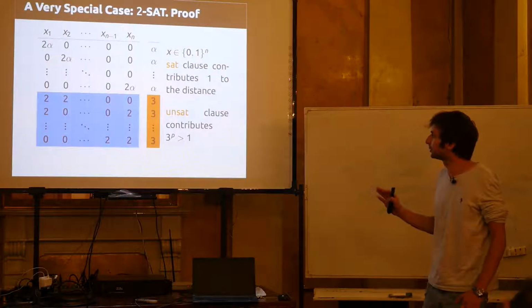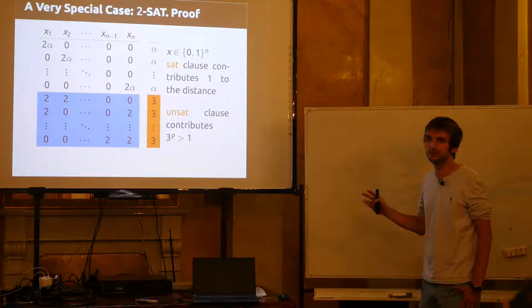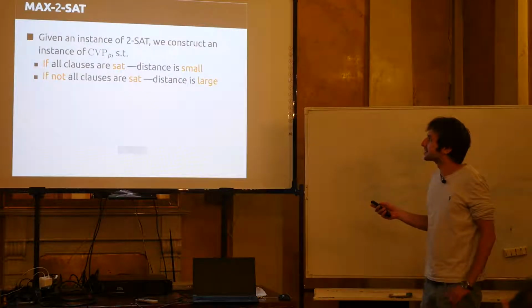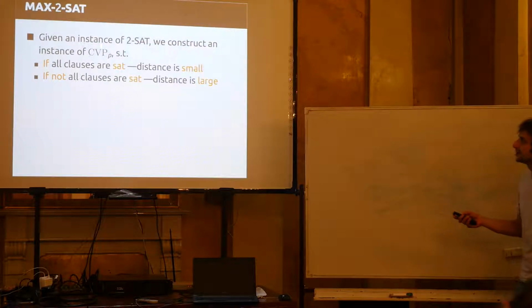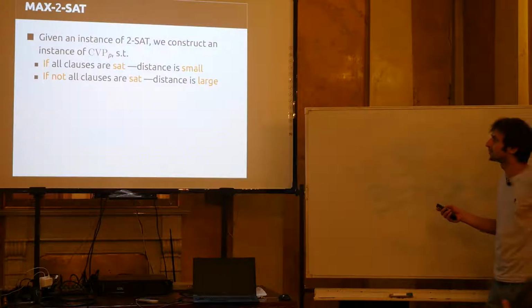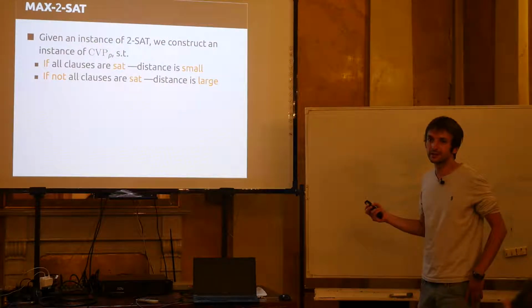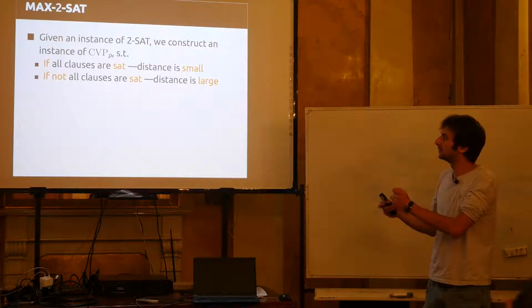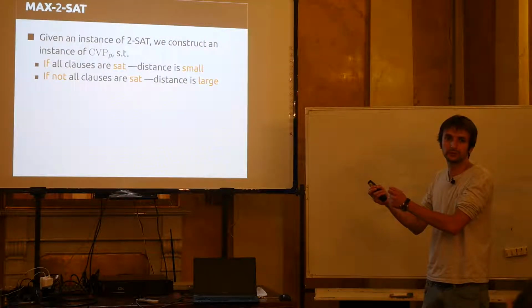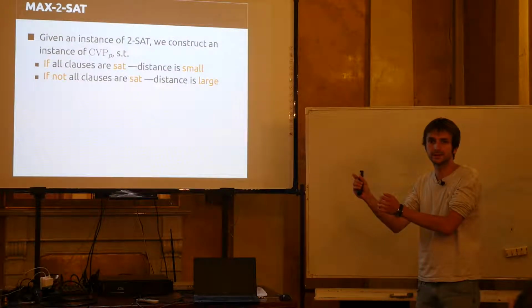The only problem with this reduction is that it reduces 2-SAT, which is a way too simple problem. What is nice about it is this: given an instance, I reduce it. If all clauses are satisfiable, the distance is small. If not all clauses are satisfiable, the distance is large. But I can actually look at this threshold. If you satisfy, say, m over 2 out of m clauses, I can understand this by the distance as well.